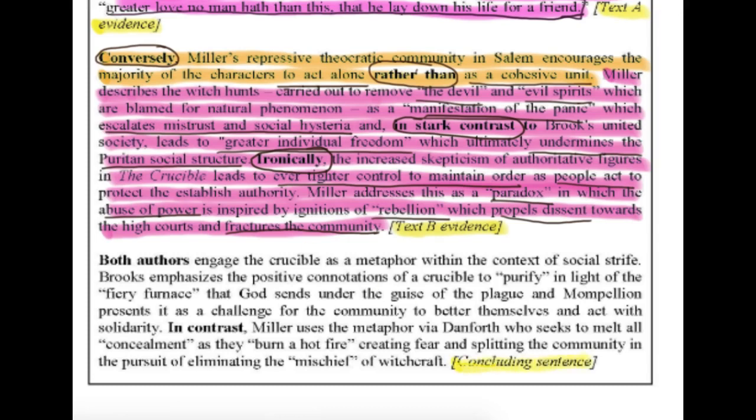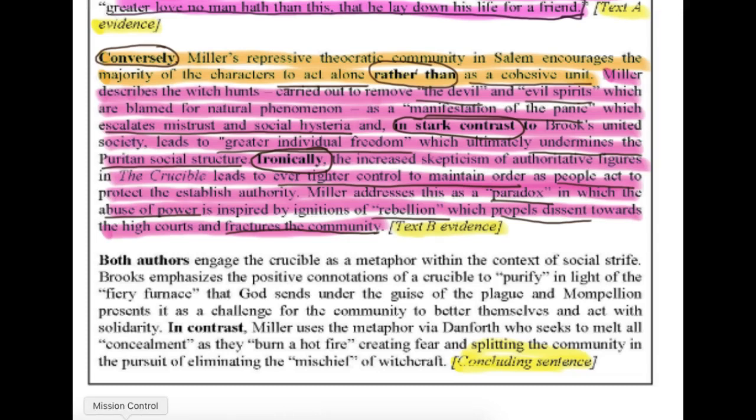So let's just highlight that, the concluding sentence. So how does that look? Let's read it first. Both authors engage the crucible as a metaphor within the context of social strife. Brooks emphasizes the positive connotations of a crucible to purify in light of the fiery furnace that God sends under the guise of the plague, and Montpellier presents it as a challenge for the community to better themselves and act with solidarity. In contrast, Miller uses the metaphor via Danforth, who seeks to melt all concealment as they burn a hot fire, creating fear and splitting the community in the pursuit of eliminating the mischief of witchcraft.